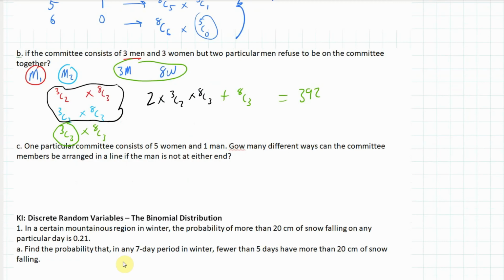I think that's meant to be how, right? How many different ways can the committee members be arranged in a line if the man is not at either end? Goodness knows why this committee is particularly interested in this problem, but okay, we'll do it. So we have to have a woman here, 1, 2, 3, 4, and a woman here, okay? And the man's not allowed in any of those positions. Who knows why? Because math, okay?